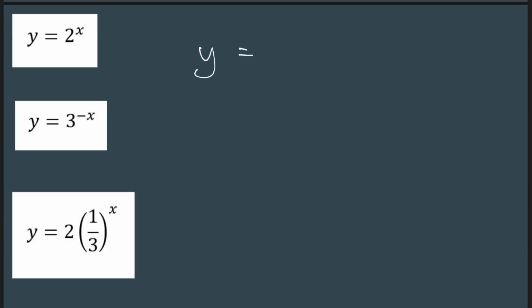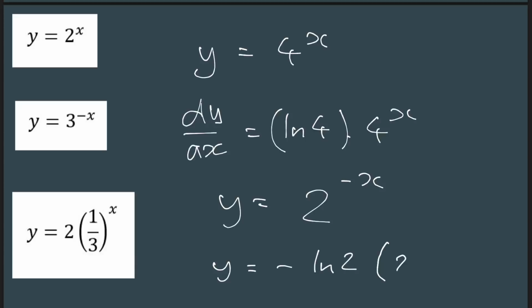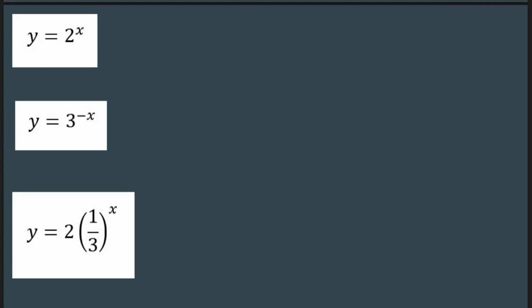So what I say here, if I gave you this to differentiate, the differential is ln 4 times 4 to the x. If I gave you this one here, y equals 2 to the minus x, dy by dx equals minus ln 2 times 2 to the minus x. So you're differentiating the power, obviously, and timesing it by the front. And sticking your ln 2 in. So I'll do number 3.